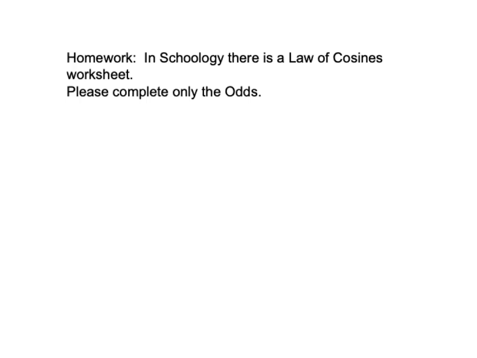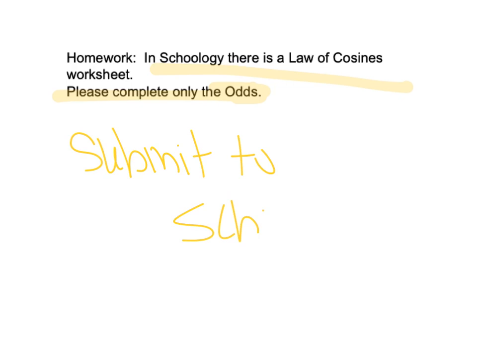And the homework that you need to do is in Schoology. It's not big ideas. It's called Law of Cosines, and I think there are 10 or 12 questions on there. I only want you to do the odds. I know each one of these problems takes a little while, so you only have to do, I think 3 of them ask you to find side lengths and 2 of them ask you to find angle measures. So please complete the odds and then submit back into Schoology under Law of Cosines. Please let me know if you have any questions.